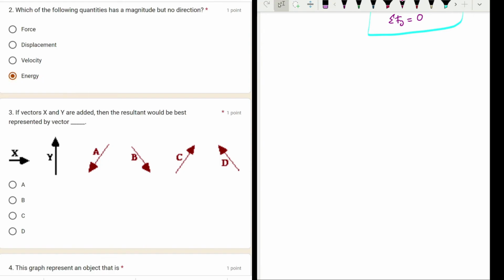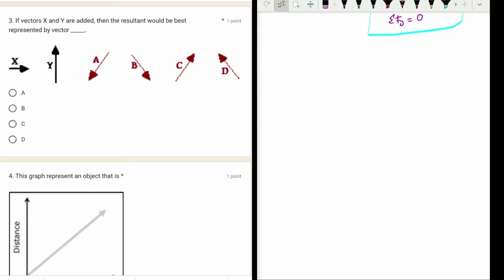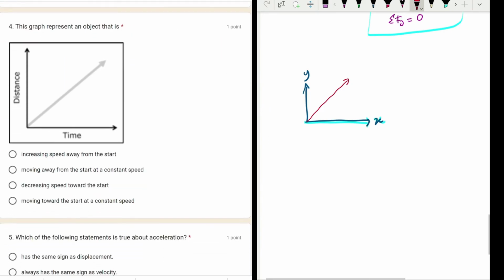Okay, ni senang sikit kot. Sepatutnya kita buat set 1 dulu tadi, baru buat yang set 2. Tapi tak apa, sama je kan. Okay. Number 3, if vectors x and y are added, then the resultant will be best represented by vector. So x and y, so means that x in this direction, x in this direction, and then y in this direction. Means that the resultant vector should be in this direction lah. Okay, so the answer is C. Very easy. Okay, ini dia nak uji awak punya resolving vector.